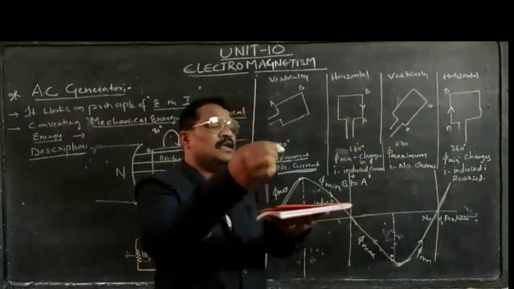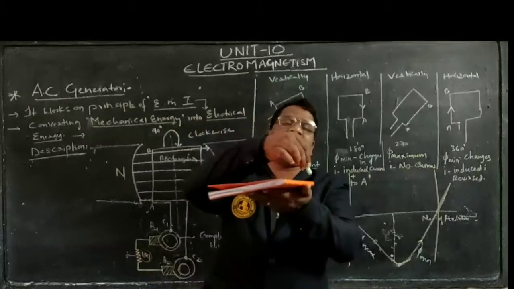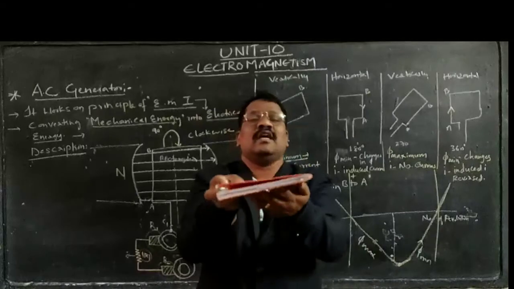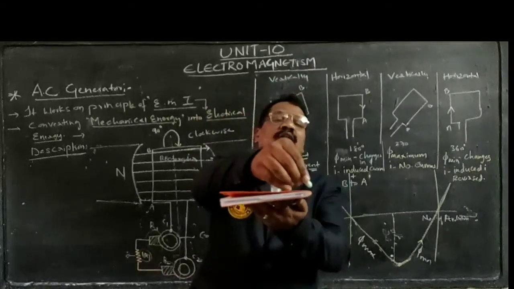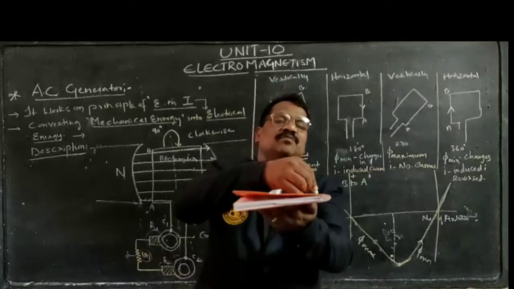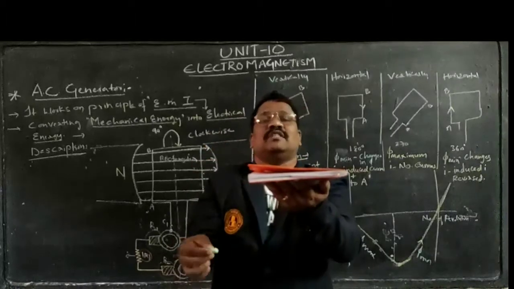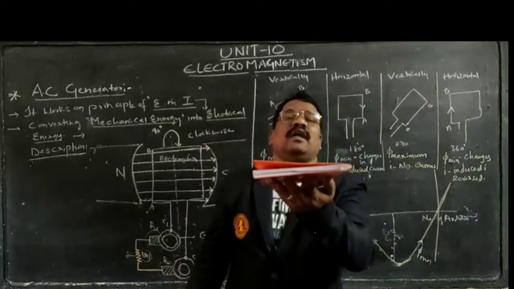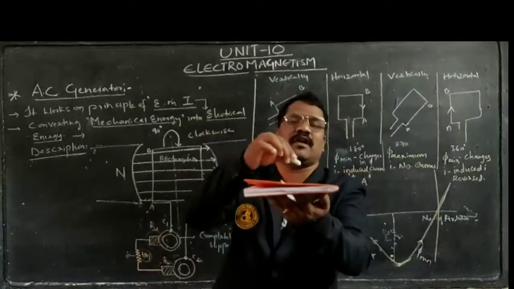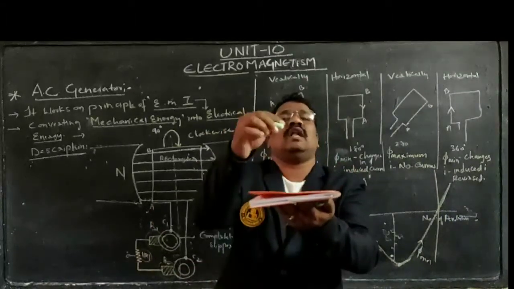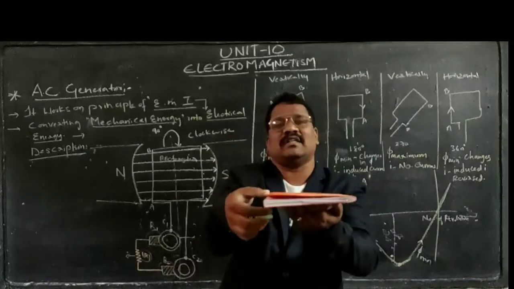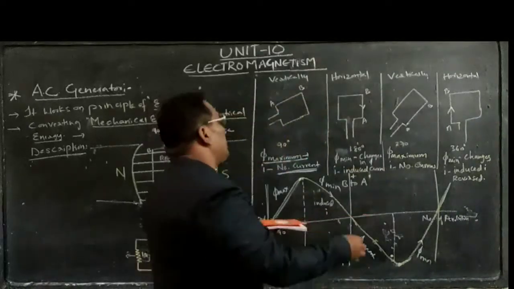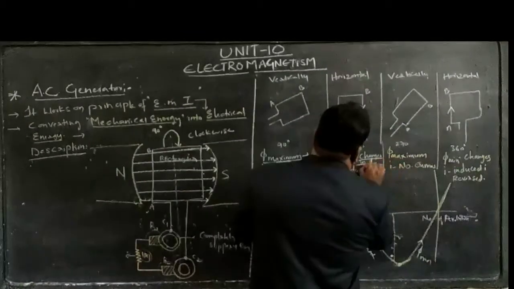Horizontally, this is the A position, this is the B position. Now the coil which was in this position has rotated to B. This is the A position and this is the B position. In this particular position, the flux will be less, so fewer magnetic lines of force will pass through this particular coil. Due to that, a change in magnetic flux takes place.